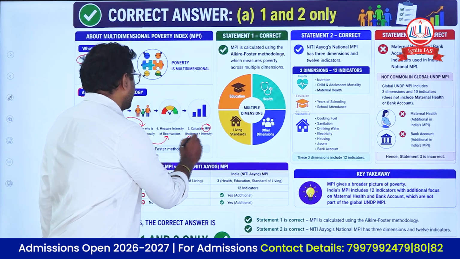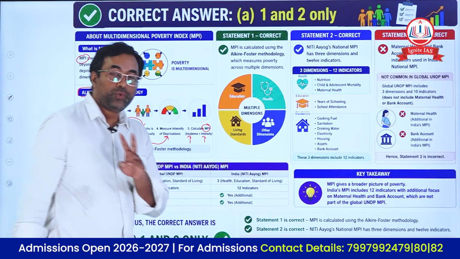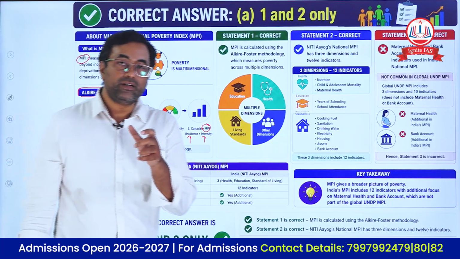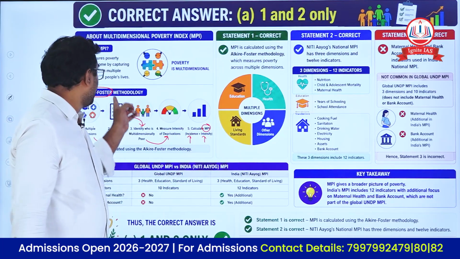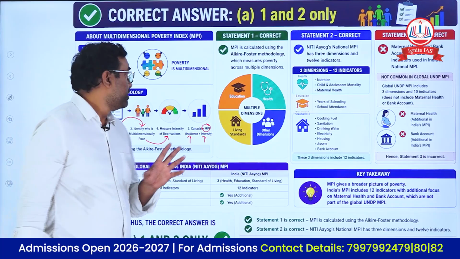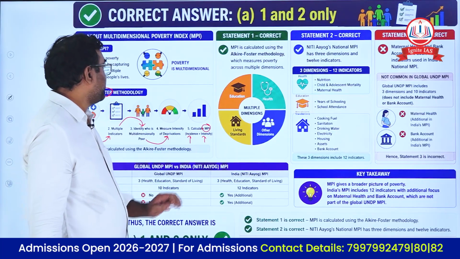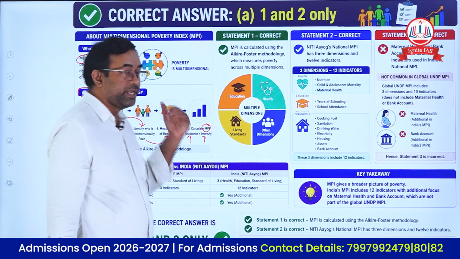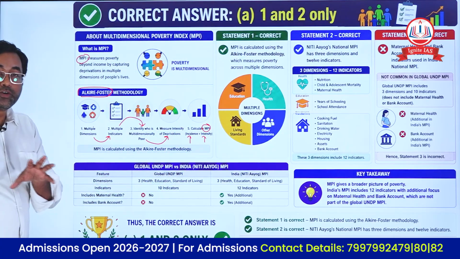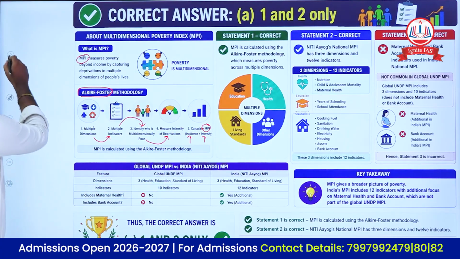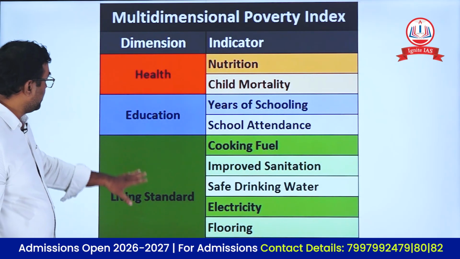So here incidence and intensity are the 2 parameters considered in the calculation of the multidimensional poverty index. This is the type of methodology that was used. And how many parameters are taken? According to this multidimensional poverty index by UNDP, you can see here, there are almost 10.